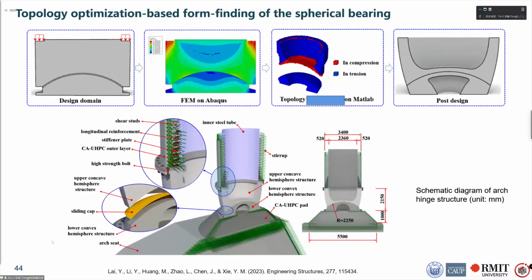Besides, we have also designed the spherical bearing by using topology optimization. The spherical bearing is also an important structure in this bridge. Based on the multi-material topology optimization, the tension and the compression parts are identified. Finally, the spherical bearing is post-designed like this, which will be fabricated by metal casting.